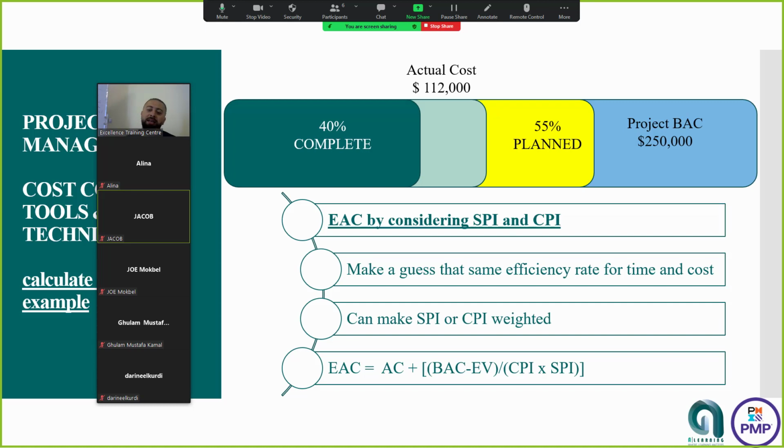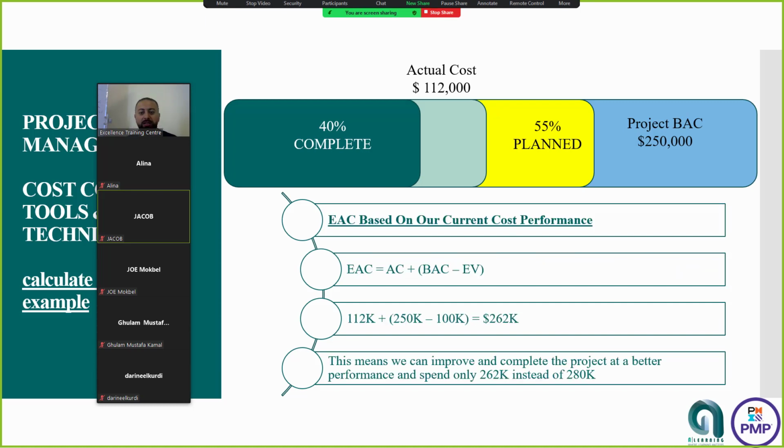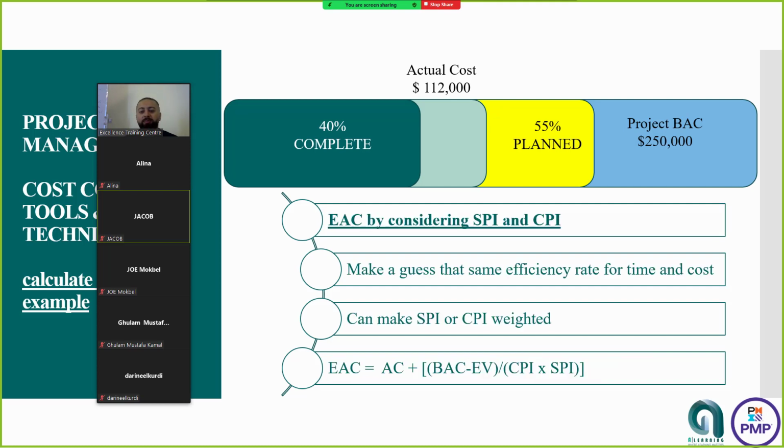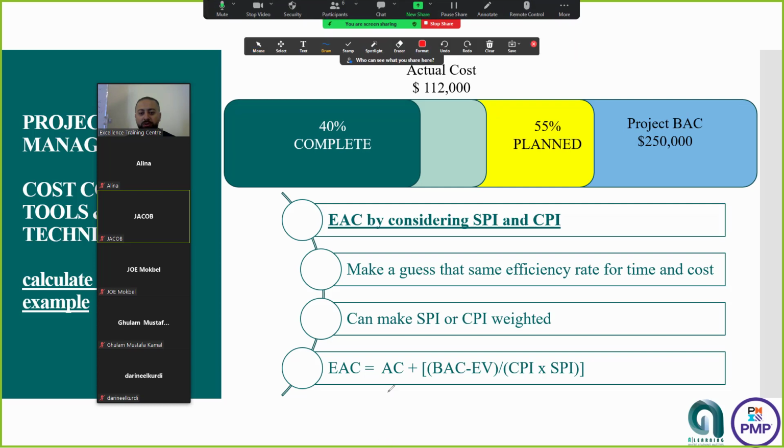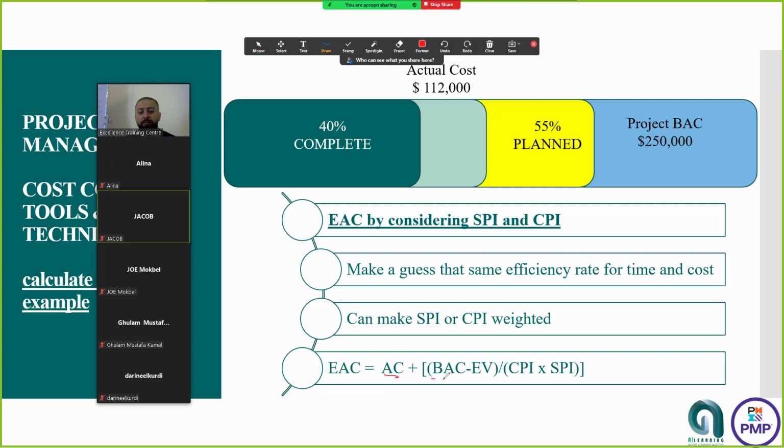EAC by considering SPI and CPI is something else. The previous one was considering the current cost performance, correct? Considering the SPI and CPI, we will have this equation which will have those numbers: AC given, BAC given, EV calculated, CPI calculated, SPI calculated.